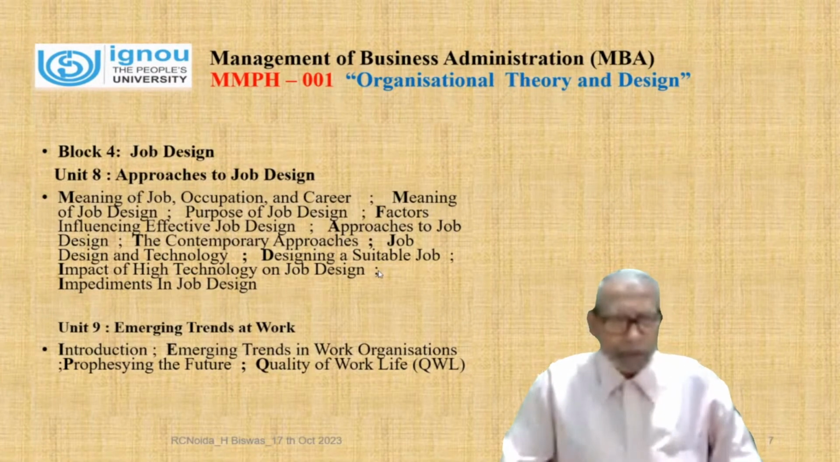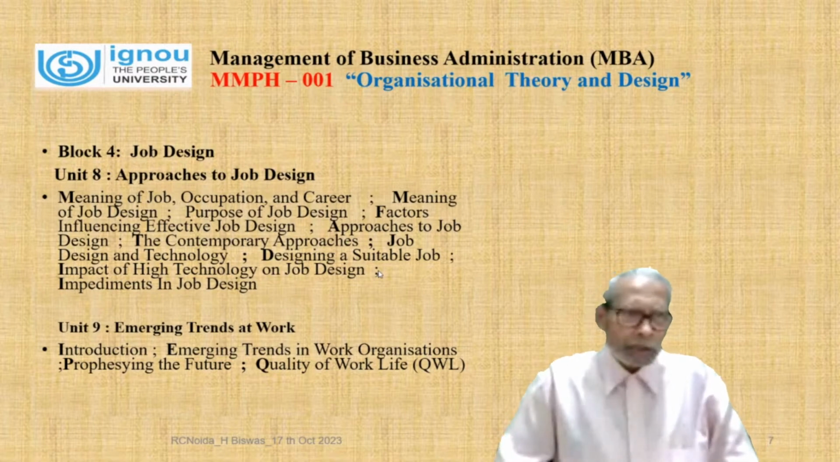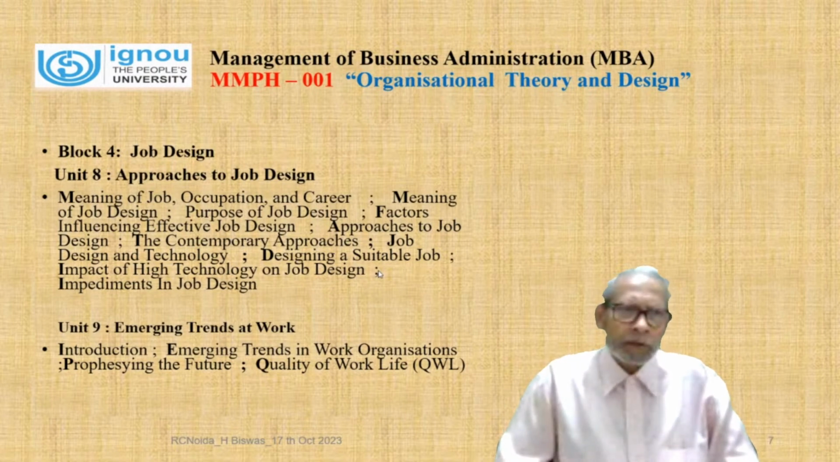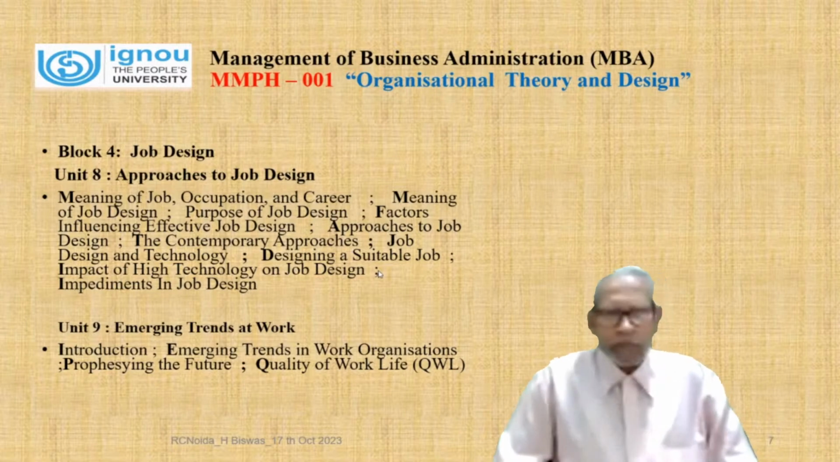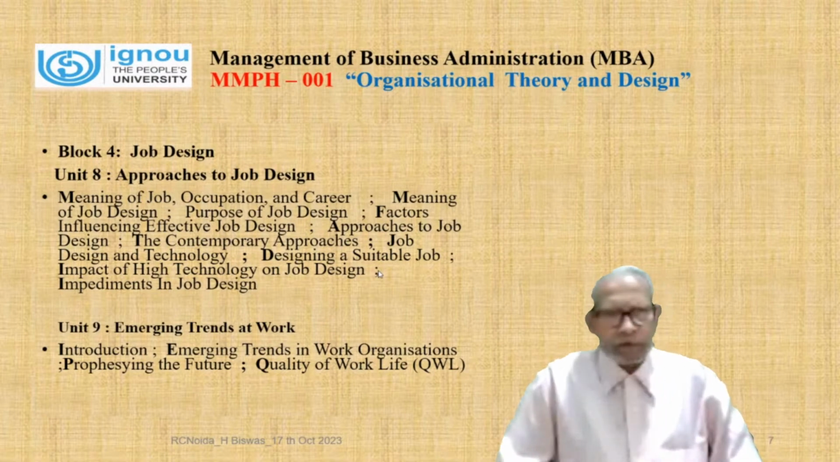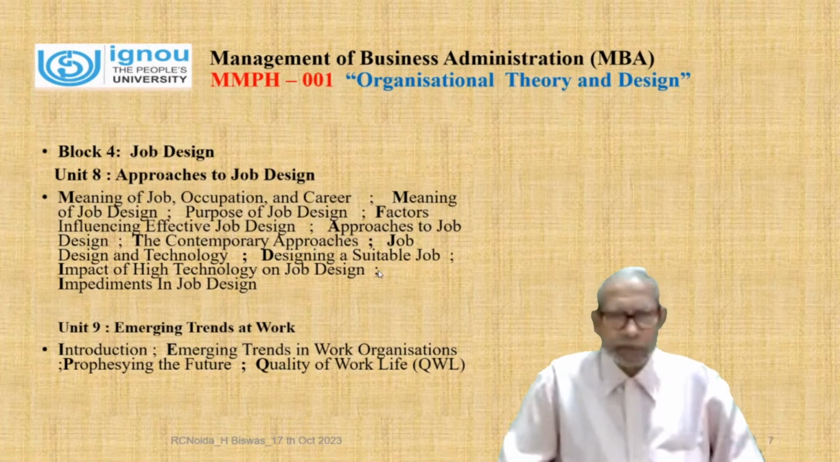Now, the beginning of Unit 8 consists of the meaning of job, occupation, and career, and then the meaning of job design, purpose of job design, factors influencing effective job design, approaches to job design, complementary approaches, job design and technology, designing a suitable job, the impact of high technology on job design, and impediments in job design. That is all in Unit number 8.